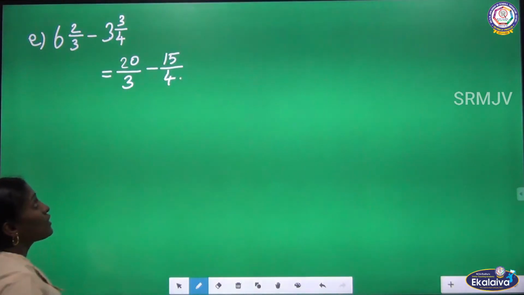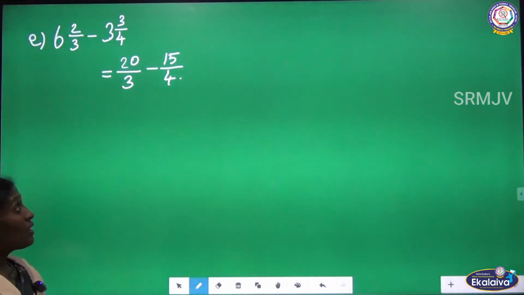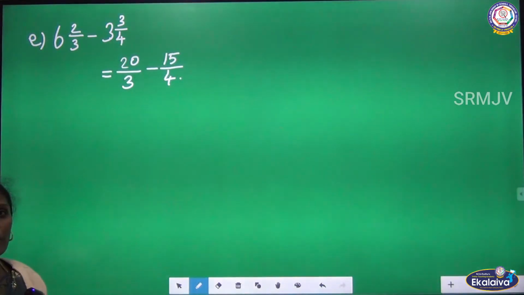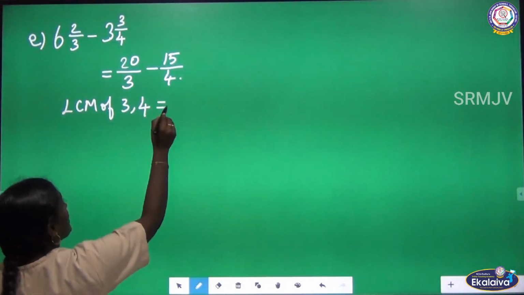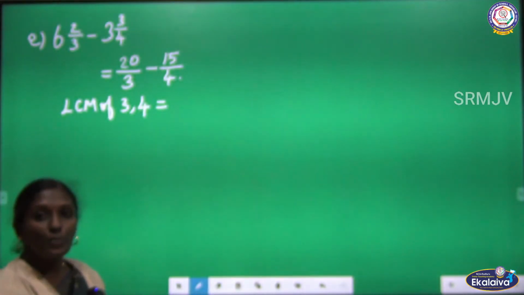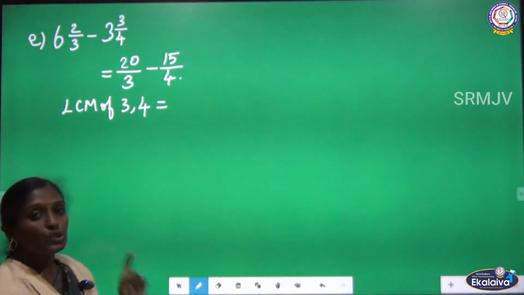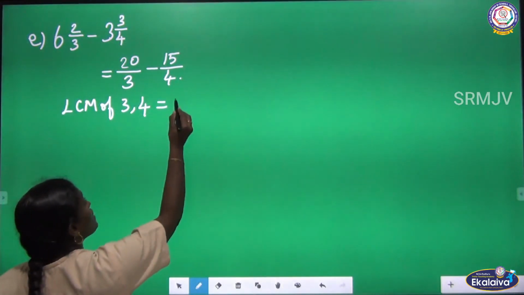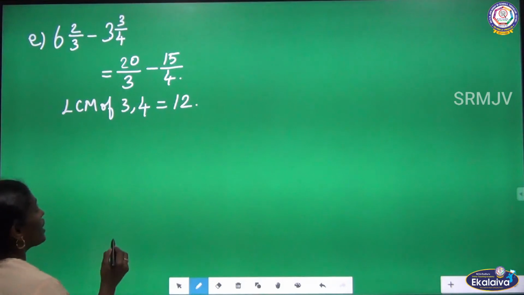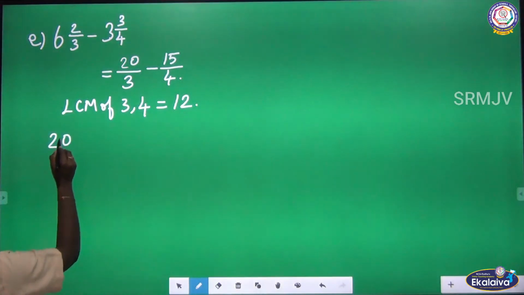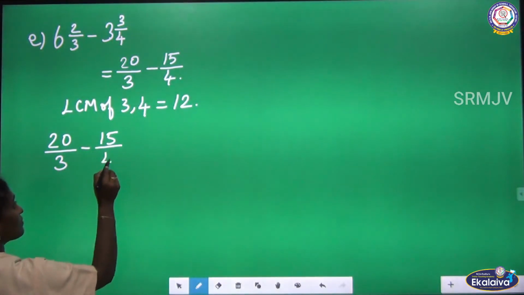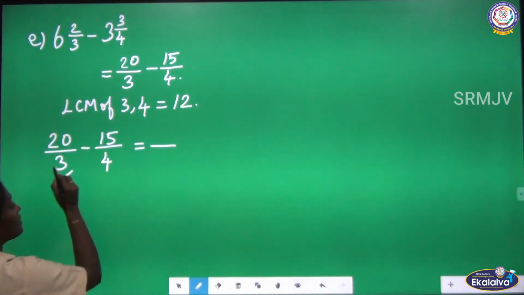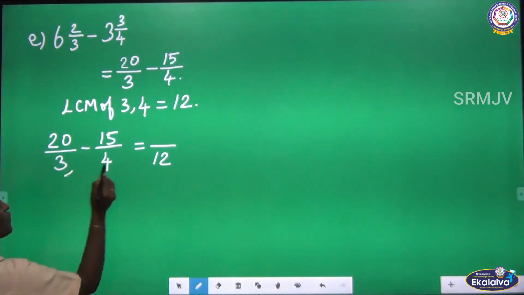Okay, these two fractions are unlike fractions. First we have to convert them into like fractions by finding the LCM of the denominator numbers 3 and 4. Here 3 and 4 are co-prime numbers. So the product of these two numbers is the LCM. 3 fours are 12. 12 is the LCM. Now we have to convert the fractions with the denominator 12. See, in the 3 table when you get 12, 3 fours are 12.